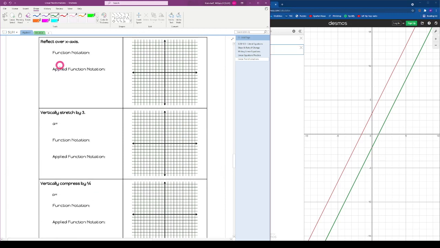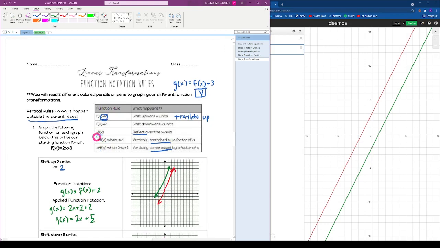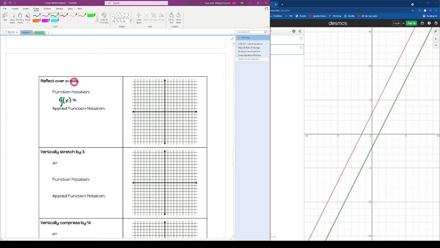All right, we're reflecting over the x-axis now. So we have g of x equals, and let's look back at our table. To make a reflection, we make the entire f of x negative. So we need to put a negative sign in front of f of x. As an applied function notation then, we would have g of x equals negative, and then we plug in f of x, but remember the negative applies to all of f of x, so we need some parentheses, and we're going to put 2x plus 3 in the parentheses.